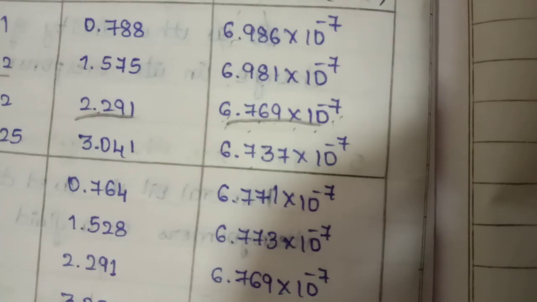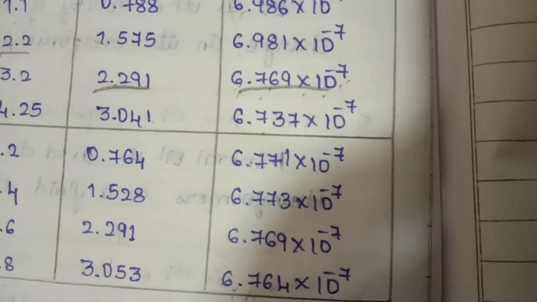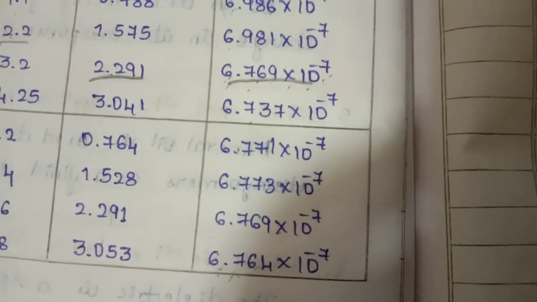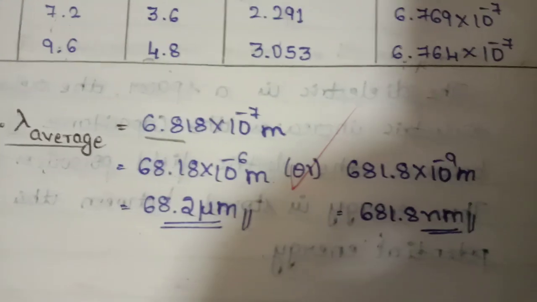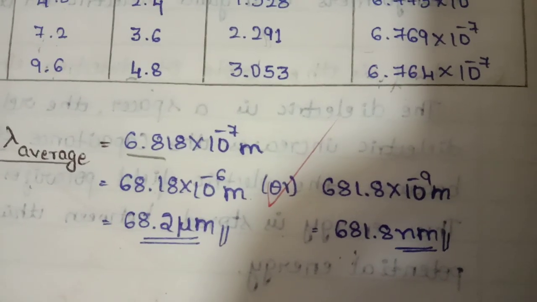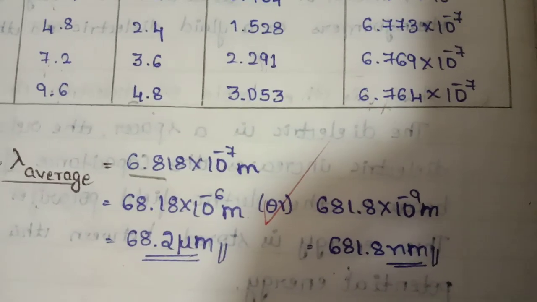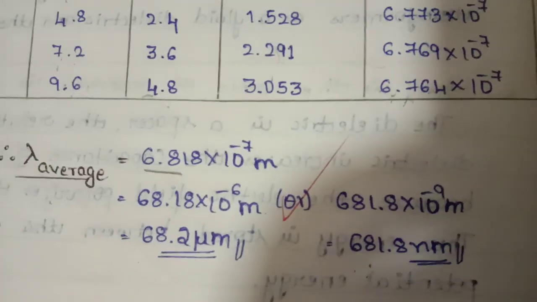Okay, so the d remains the same for a given grating. Like this, when you evaluate, you can see that all the lambda values are the same, right? So all the lambda values are in the range of 6.986, 6.981, 6.761, 6.737, like this. So there is a consistency in the readings. Then you can take the average of these values as the final answer and express that in nanometers. So the final answer is 681.8 nanometers. Okay, so the average wavelength of the laser light source is 681.8 nanometers.